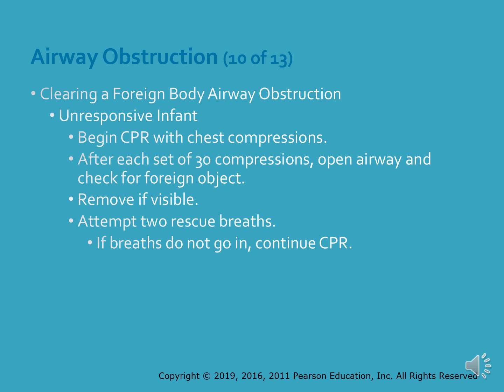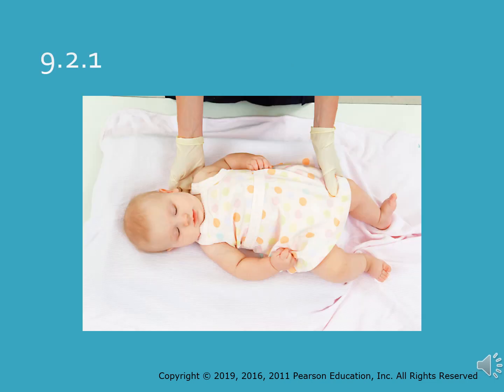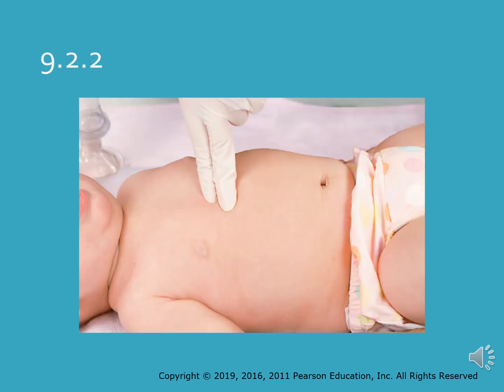You're going to attempt 2 rescue breaths, and if the breaths do not go in, then you're going to continue with CPR. You're going to place the infant supine on a firm surface. If unable to detect signs of breathing, then you're going to start CPR, beginning with chest compressions. And remember, you're always checking the infant's pulse in the brachial artery.